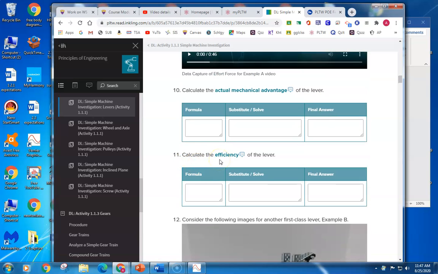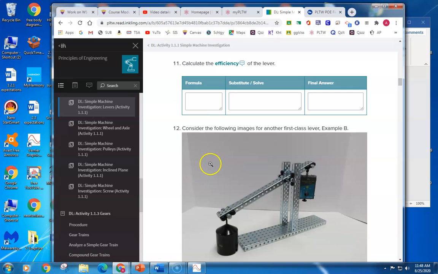And then lastly, to calculate the efficiency of the lever, the percent efficiency equals the AMA over the IMA times 100. So our AMA was 0.98. Our IMA was 1.1. So we'll take that, and we get an efficiency of 89%. Then they just switch to a different lever.